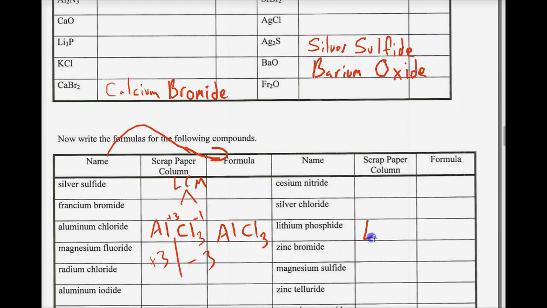Just to pick another one, lithium phosphide, which is phosphorus, LiP. Looking up their charges, I have a +1, a -3. In order to be neutral, my formula is Li3P. So it's all charge based, and again, these are the representative elements.